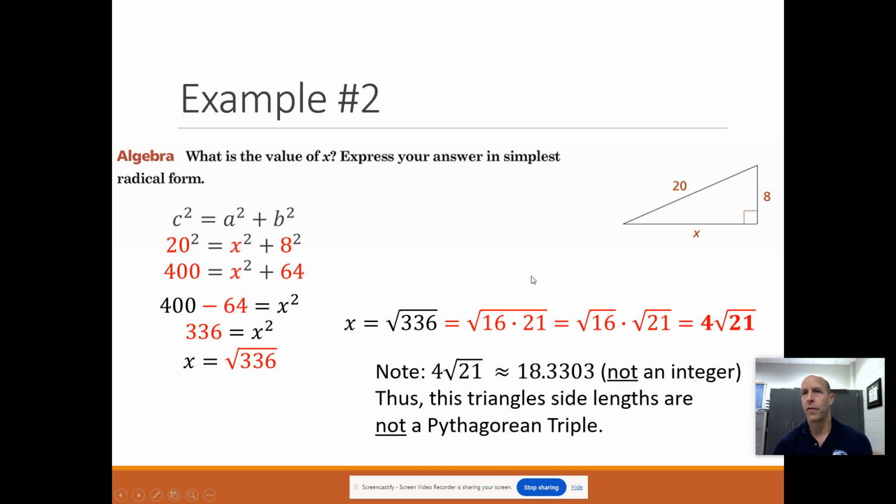I'd like to make a note that 4 square roots of 21 is approximately 18.33, which is not an integer. So this is an example of 3 lengths that are not Pythagorean triples.